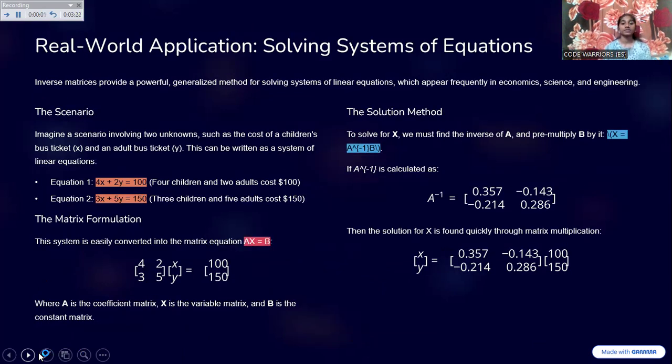Real-world application: solving a system of equations. You can see below the given solving method and the scenarios for equation 1 and equation 2, and the solving methods over here. The matrix formulation is AX = B.